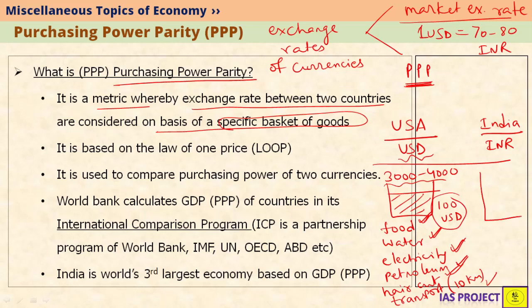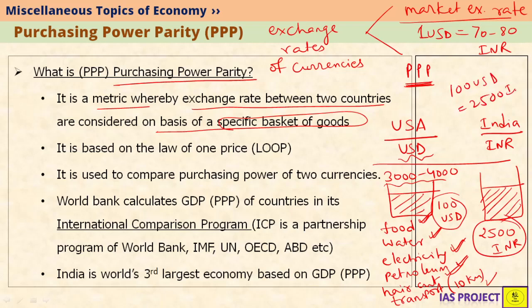Now let's consider the same basket of goods in India also. The same basket of goods costs 2500 rupees in India. This means that 100 US dollars is equivalent to 2500 INR. So 100 USD is equal to 2500 INR. This means that 1 USD is equal to 25 INR in terms of purchasing power parity exchange rates. So purchasing power parity is nothing but a metric where the exchange rate between two countries is determined on the basis of a specific basket of goods.